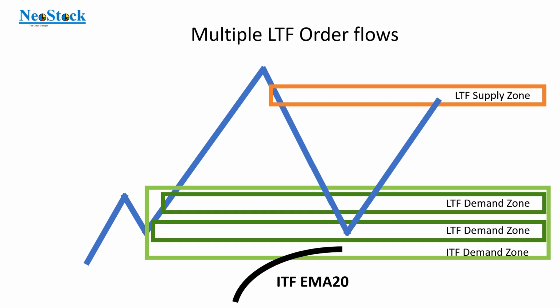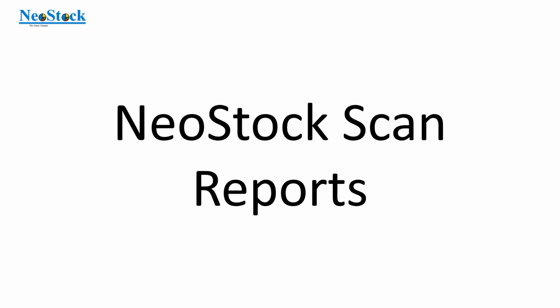Okay, this is about multiple LTF order flows. Now let us look into the practical examples. We will take the help of NeoStock scan reports from the recent time. From this last week's scan reports, we will look into different examples based on one MIT trade, one WIT trade and one DIT trade. We will take the examples and inspect how this strategy is working and how it is providing results.